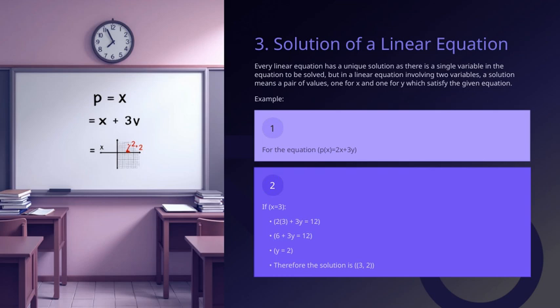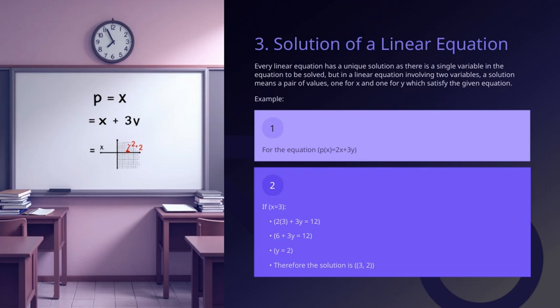Suppose we have the equation 2x plus 3y equals 12. If we set x equal to 3, we can substitute that into the equation. So we write 2 times 3 plus 3y equals 12. Simplifying, we get 6 plus 3y equals 12. To solve for y, we subtract 6 from both sides, leaving us with 3y equals 6. Dividing both sides by 3, we find y equals 2. So when x is 3, y must be 2 to satisfy the equation. Therefore, the solution to this particular case is the pair 3, 2.